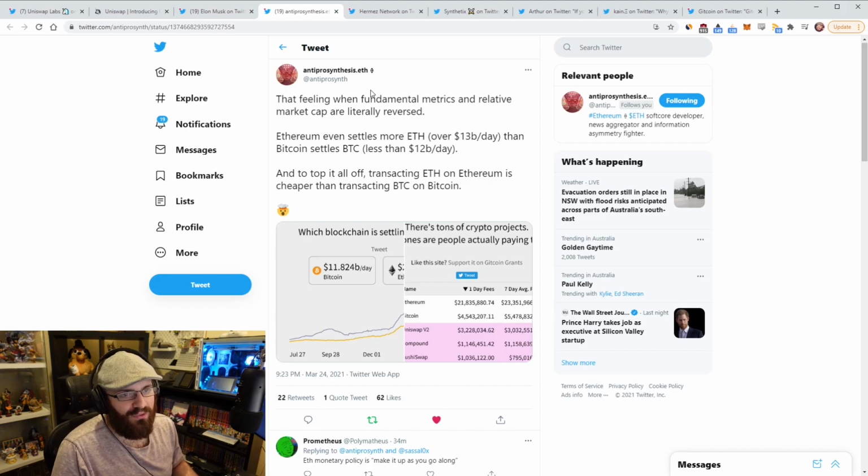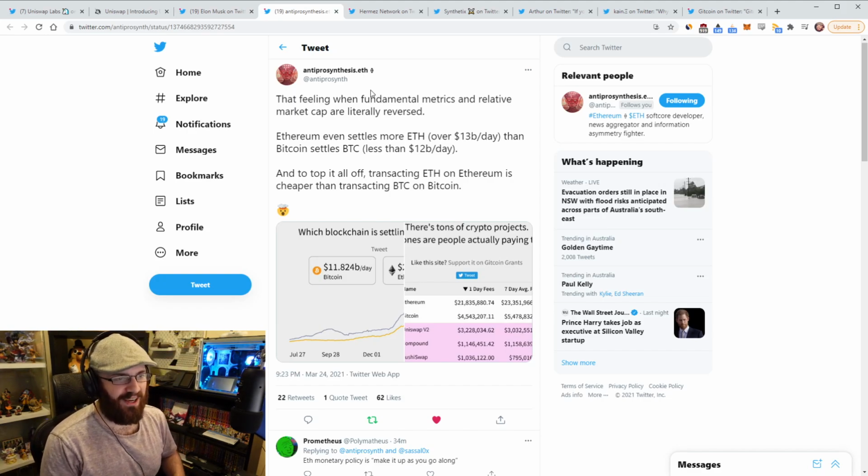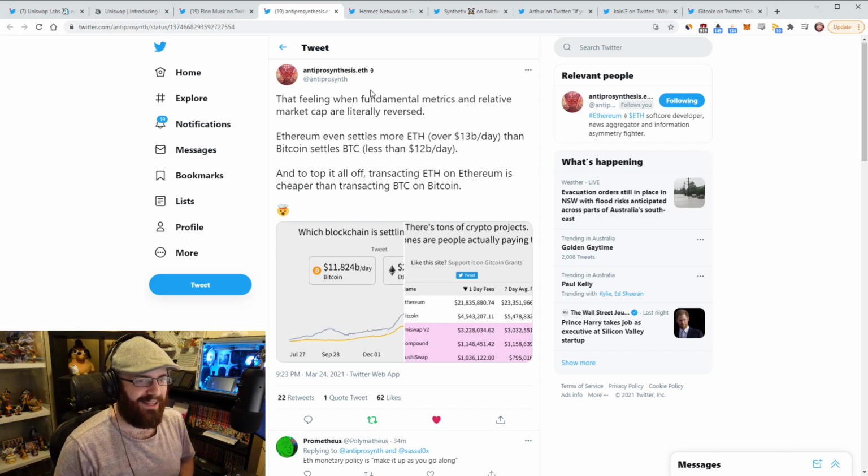So speaking of ETH being next, and fundamentals and the price being kind of muddy lately, antiprosynth put out a good tweet here, basically saying: that feeling when fundamental metrics and relative market cap are literally reversed. Ethereum even settles more ETH, over $13 billion a day, than Bitcoin settles BTC, less than $12 billion a day. And to top it all off, transacting ETH on Ethereum is cheaper than transacting BTC on Bitcoin.